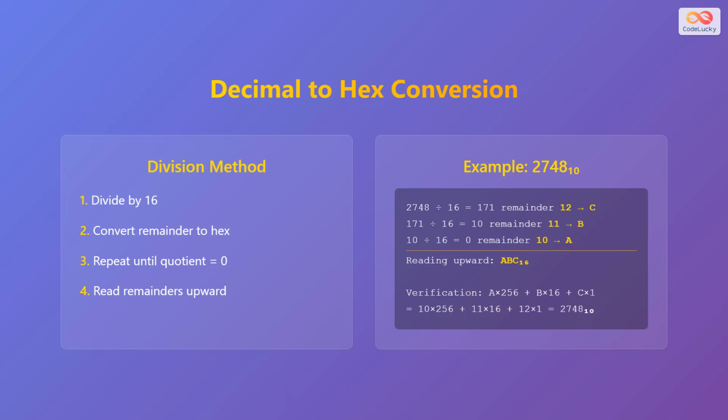We can verify this as follows: A times 256 plus B times 16 plus C times 1 equals 10 times 256 plus 11 times 16 plus 12 times 1, which equals 2748 in decimal.